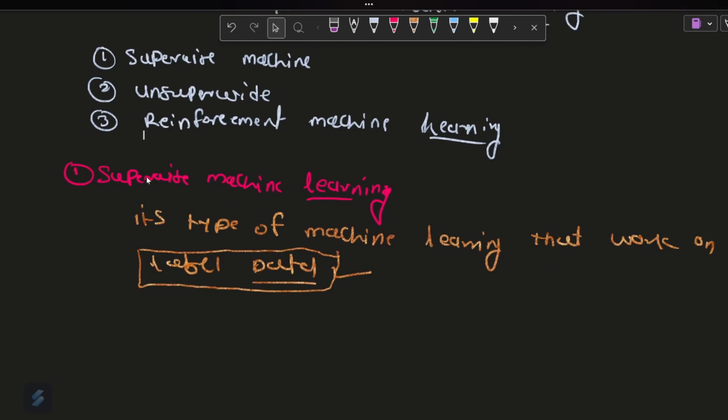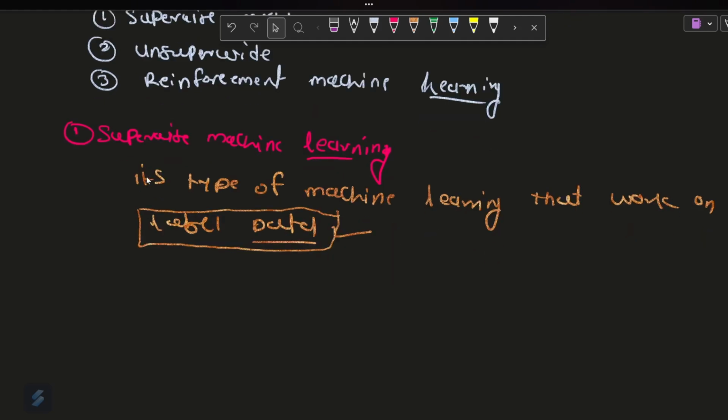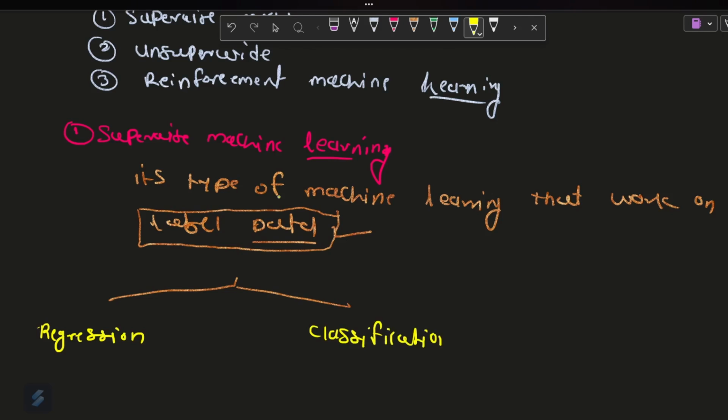Similarly, when you talk about unsupervised machine learning, it runs on unlabeled data. We will understand the dataset and an example so you understand better what supervised machine learning is and how it works on labeled data. Supervised machine learning has two types, and we will learn them one by one. The first is regression, and the second is classification.